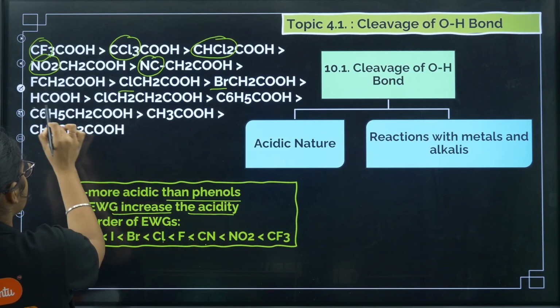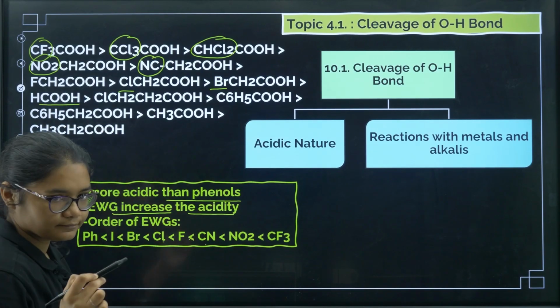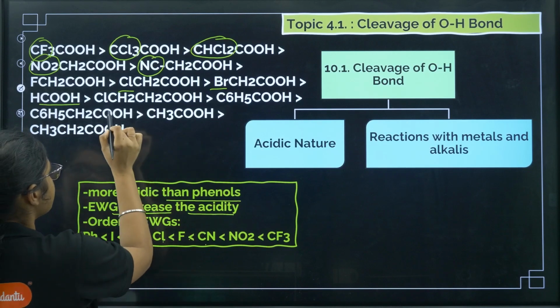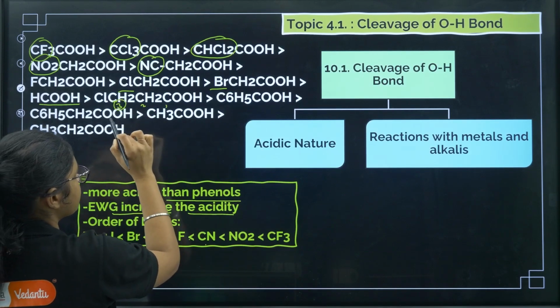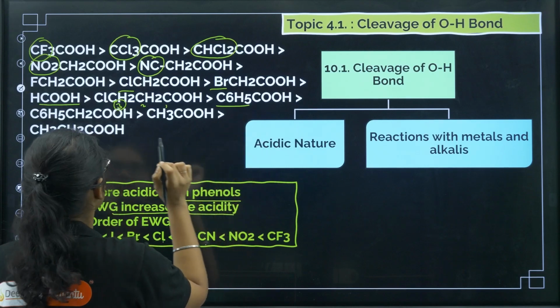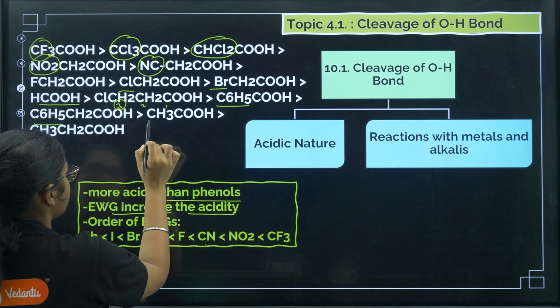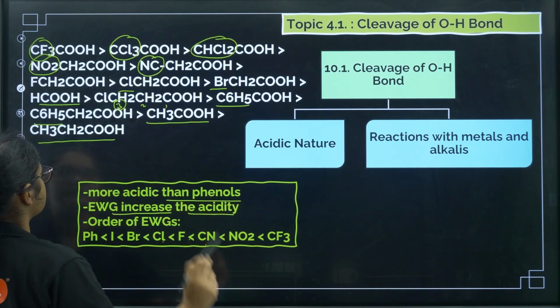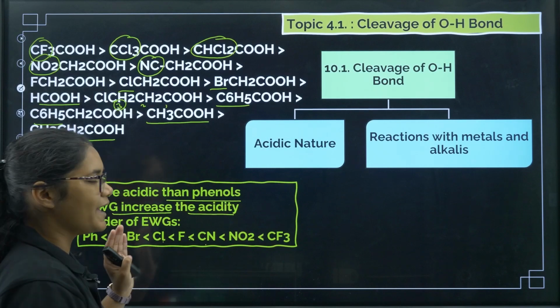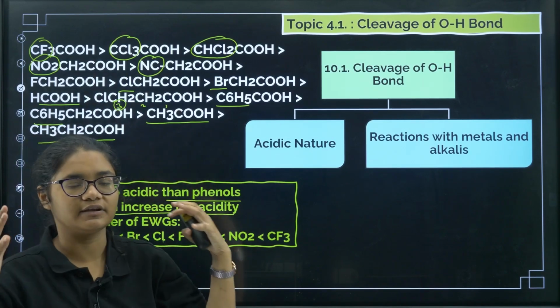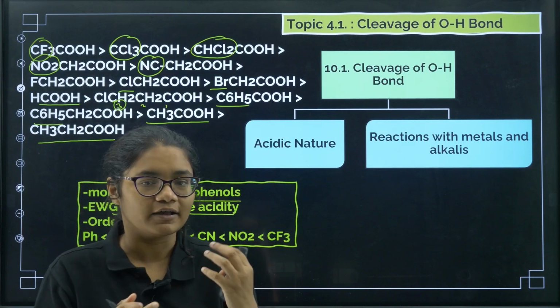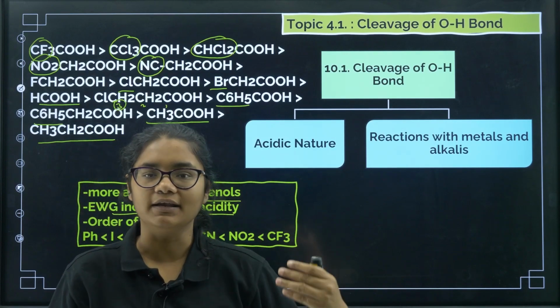After that there is no group here, HCOOH. After that Cl is there, but on the first, second, third carbon. Here there is the phenyl group. Then you have again a phenyl group. Here you have CH3COOH and CH3CH2COOH. Okay, this is the acidic order. Now you do not have to remember this order, but you just need to know that if there are electron withdrawing groups, the acidity will increase.